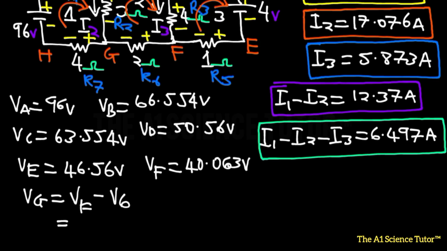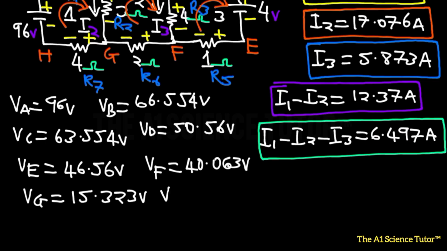So here now VG will be VF subtracted with 24.74. That is 40.063 minus 24.74. So in this case, you're going to have 15.323 volts.